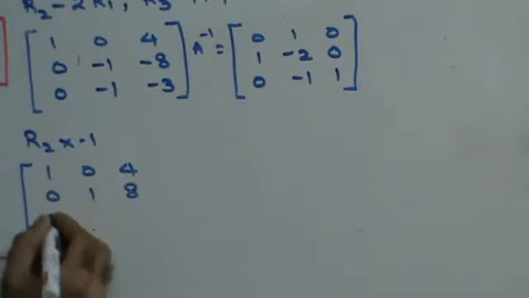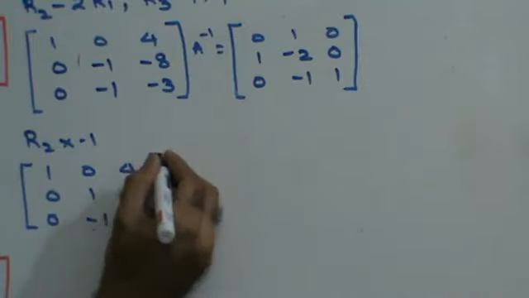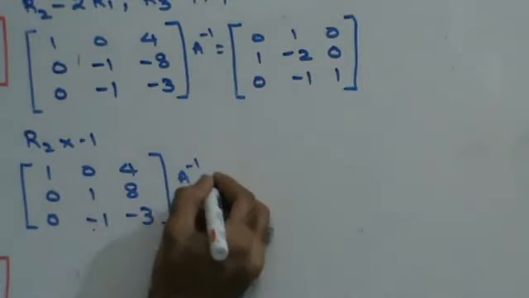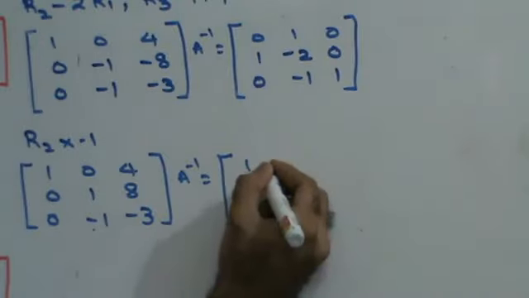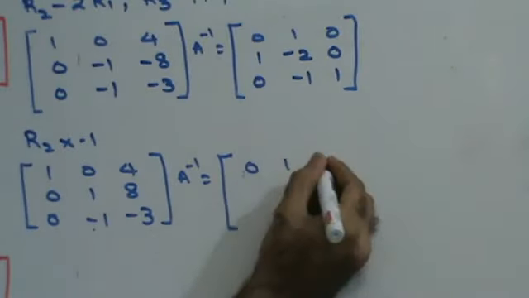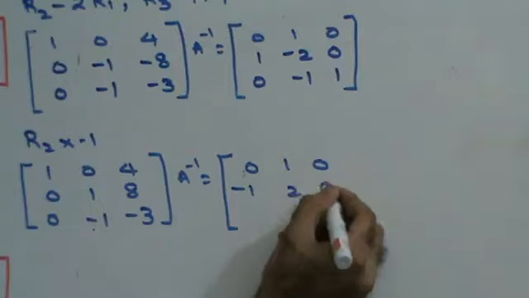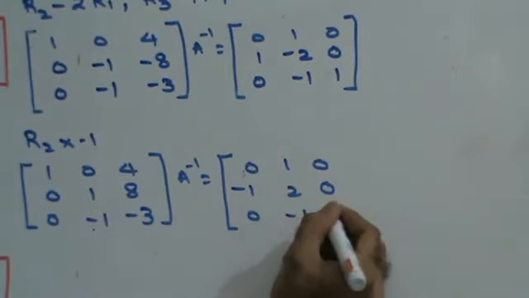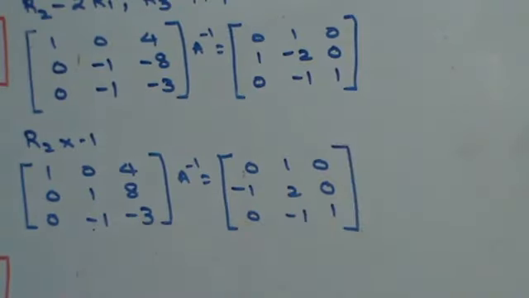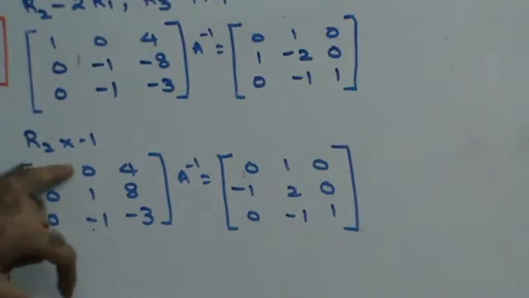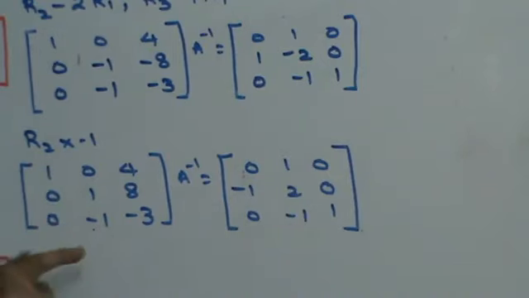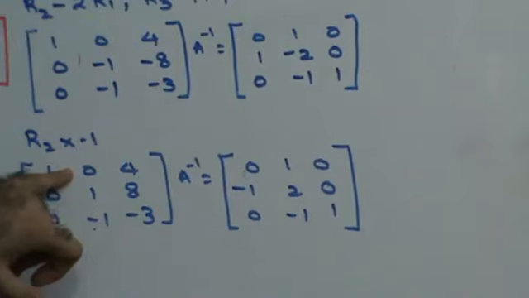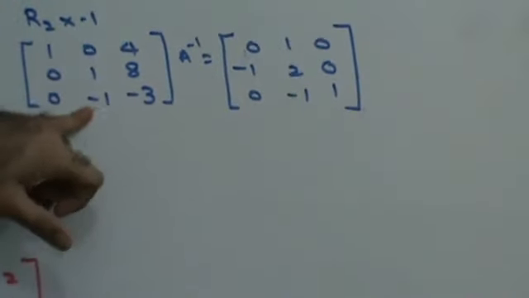1, 8. 0 minus 1 minus 3 into A inverse is 0, 1, 0. Minus 1, 2, 0. 0 minus 1, 1. Right? Now, I want to make the number in the fourth and the sixth position as 0. Fourth position is already 0. I want to make sixth position 0.